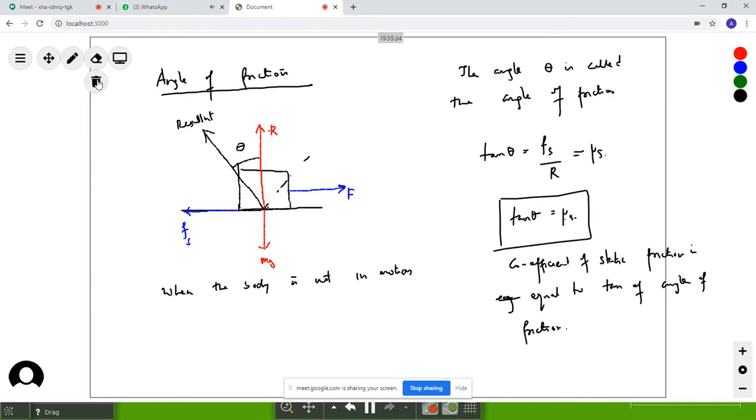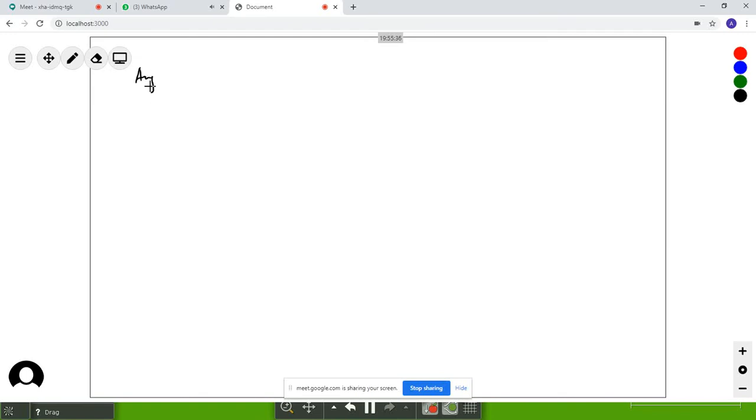Okay? Next, angle of repose. What is angle of repose? These are some definitions actually we are doing. You see, when an object is kept on an inclined plane, this is an inclined plane. This angle is called phi. Okay? So now I'll give you an example.